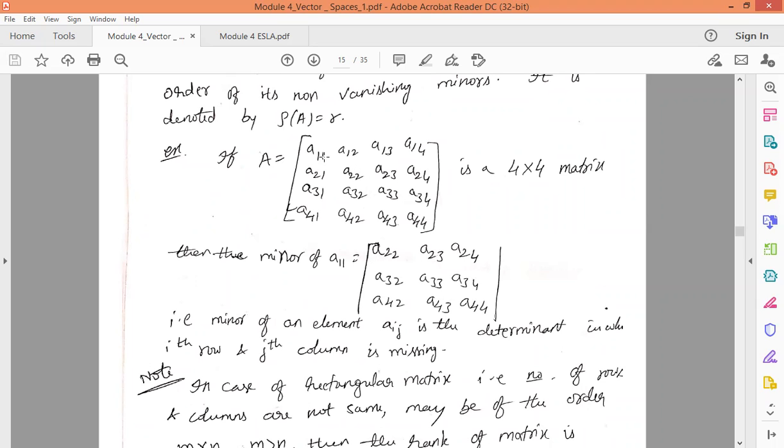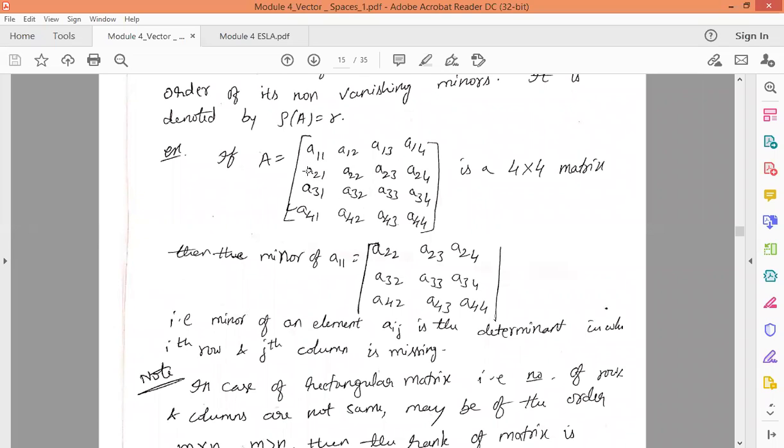So here, if you eliminate this one column and one row, then these are the elements which will represent the minor of A11. Similarly, if you are asked to write the minor of A12, then you have to leave the first row and the second column, and the remaining elements will become the minor of the element A12. Similarly, for the minor of A13, what do you have to do?